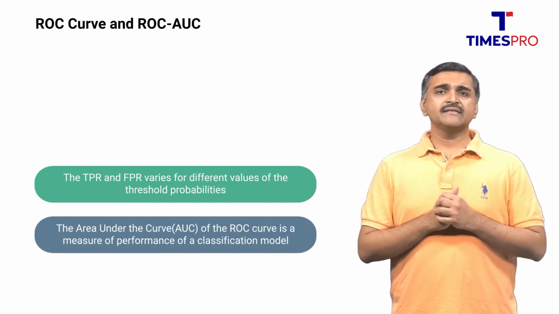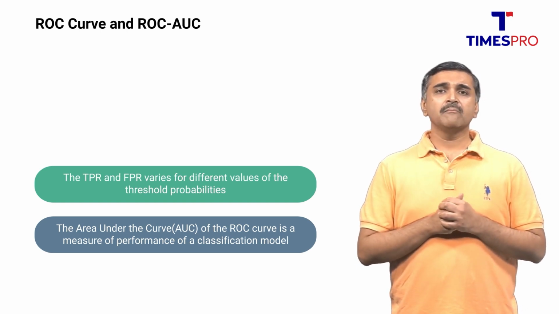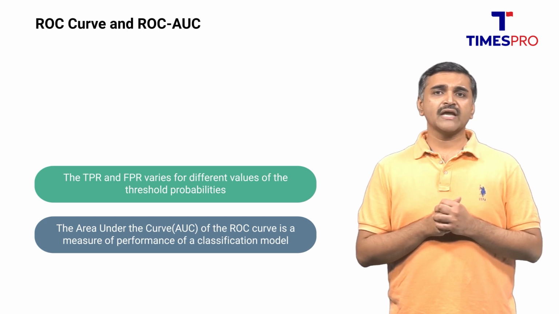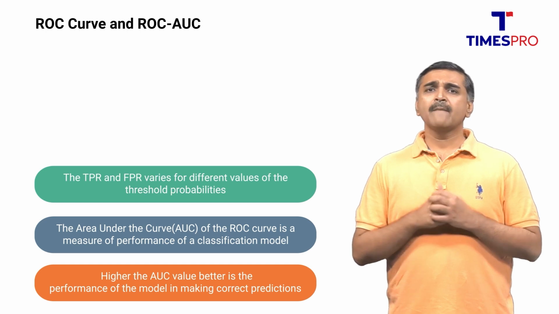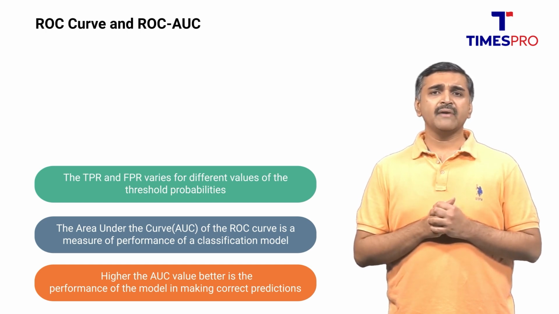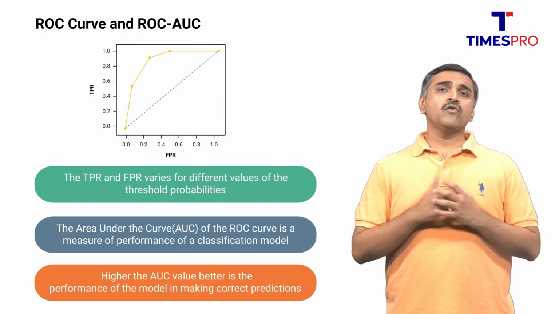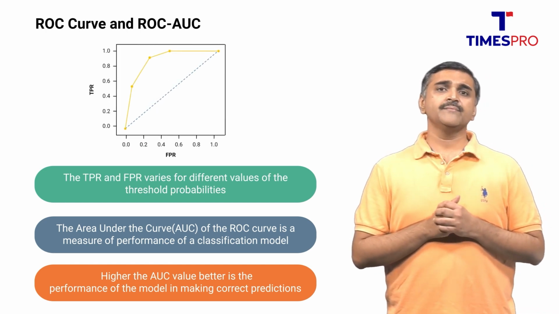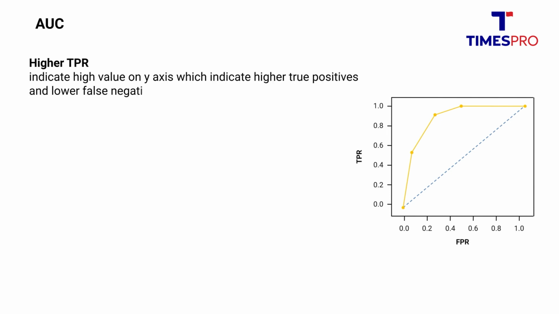The area under the resulting curve of the receiver operating characteristic curve is a measure of the performance of a classification model. Higher the area under the curve value, better is the performance of the model in making correct predictions. And here is the graph between the false positive rate and the true positive rate. The ideal value of AUC is a value close to 1. Higher the AUC indicate higher true positive rate and lower false positive rate values.